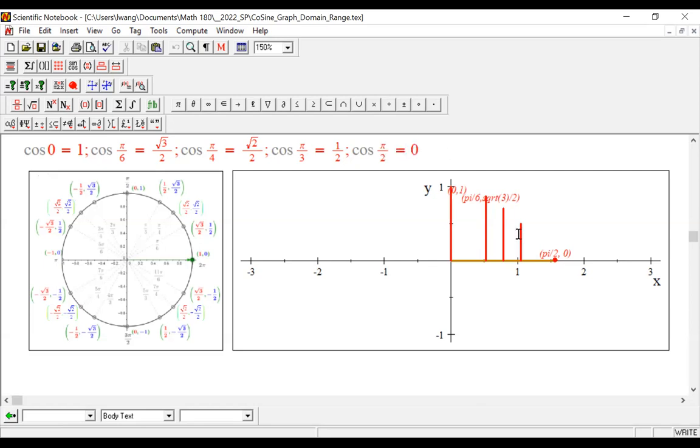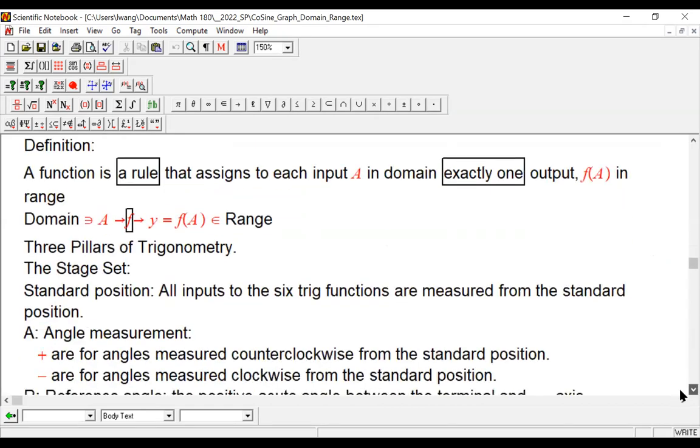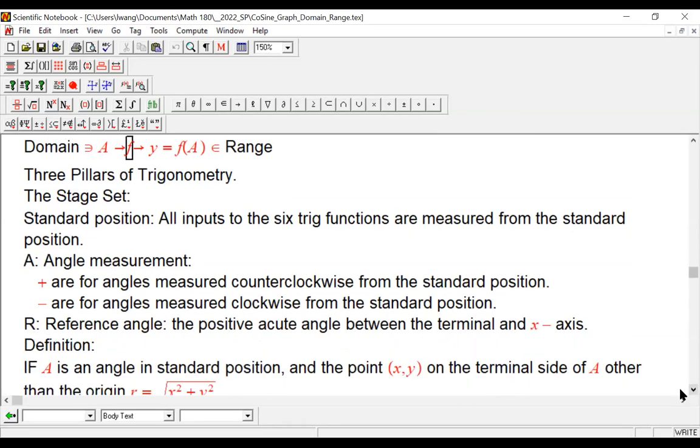So what we talked about last time is that the arc length is the input, or the radian is the input. You can also use degree, but on the graph, we use the arc length. The arc length is equal to the radian. So cosine pi over 2 is 0. So we've done these points and a few more, okay? And this time I'm going to use slightly different tools. So before I do that, I'd like to still recap on the definition of function, domain and range, and the stage set for trig function.